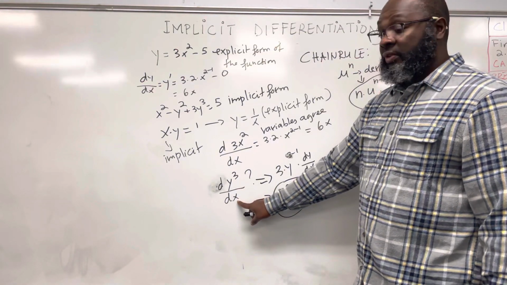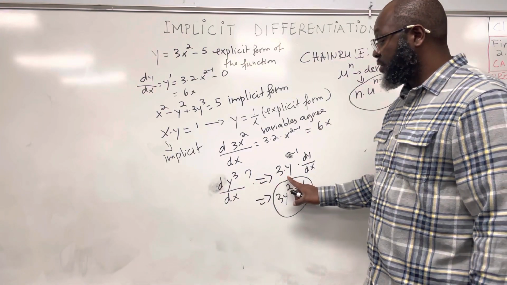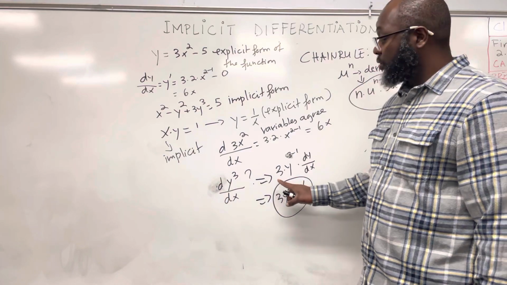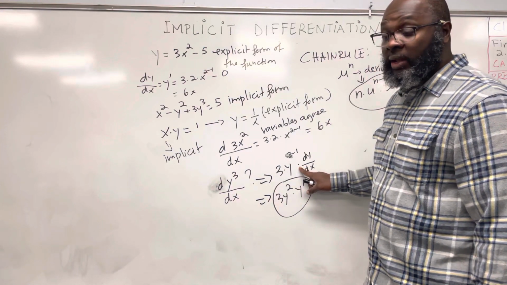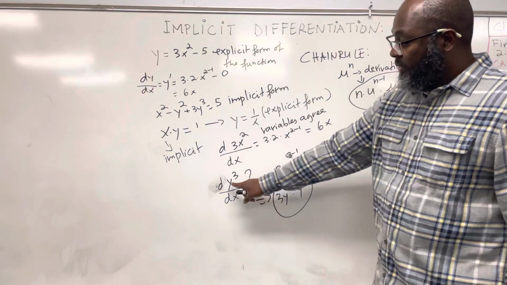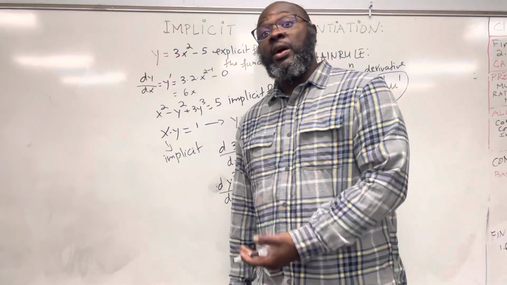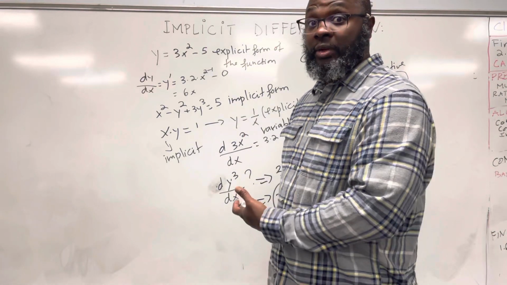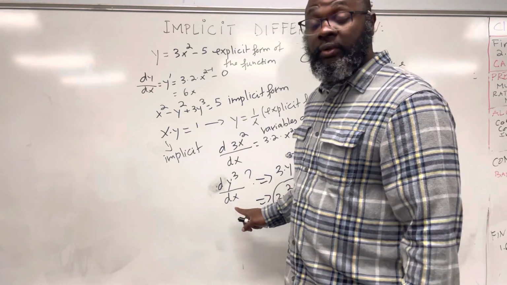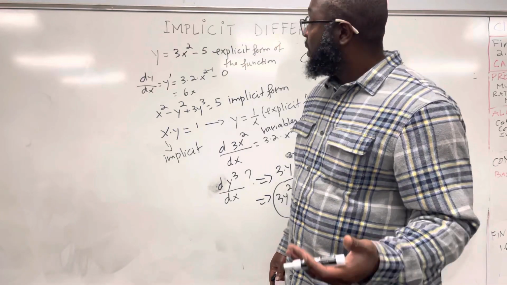Because the variables do not agree. You have an x here, you have a y cubed here, so you have to use the chain rule to solve this problem. So it's going to be 3 times y to the 3 minus 1 times dy over dx, because these two variables do not agree. This is how we use the implicit format to solve for a derivative of a function. This is called differentiation using the implicit format.